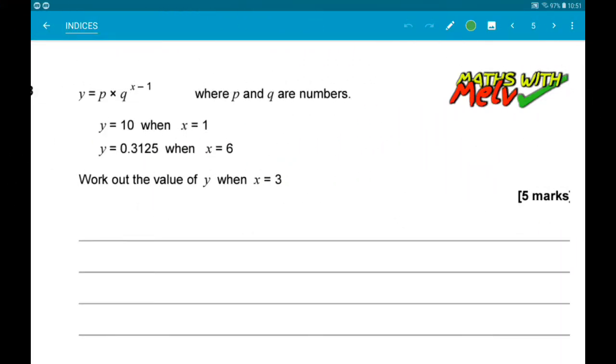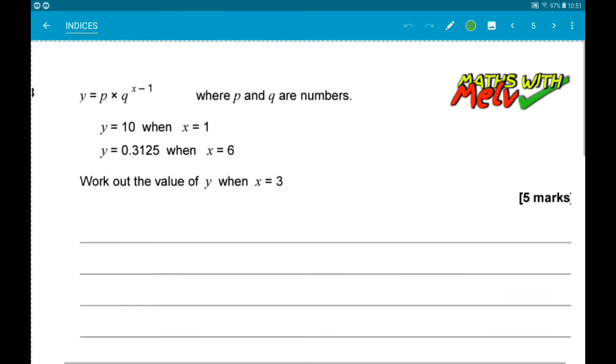Okay, next up. Now this one was on a calculator paper, so you can use a calculator. So we're told y is equal to p times q to the power x minus 1, where p and q are numbers. Y is 10 when x equals 1. Y is 0.3125 when x is 6. Work out the value of y when x is equal to 3. So it's 5 marks. It's not as bad as it looks. So we just work through the information, which is going to allow us to find the values of p and q.